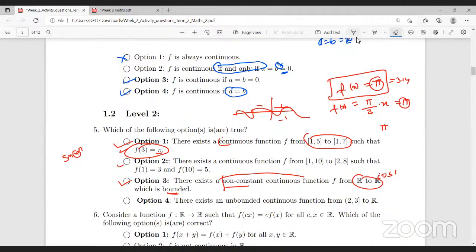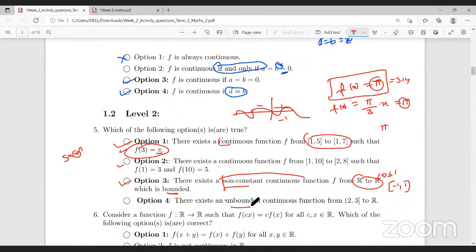Okay, sir. Sir, for option 4, can you plot the graph for this? Which? For option number 4. There exists an unbounded continuous function from 2 to 3 to R. Okay. So any function that's unbounded. Anyone?